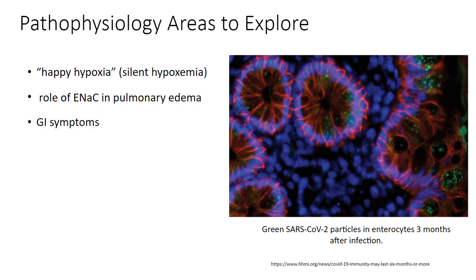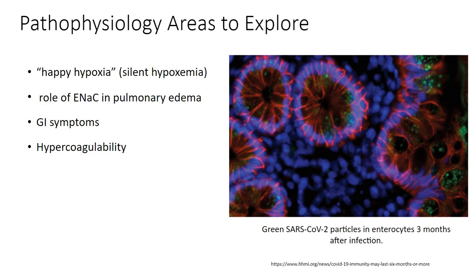One of the interesting things is the GI symptoms because the virus can invade the enterocytes of the intestine. And this is actually a picture from Howard Hughes Medical Institute, and the green dots there are showing you coronavirus particles in the enterocytes, and this is 3 months after the infection. And so the Hughes article is about the fact that their presence is probably helping keep antibody levels higher and more sustained than they might be if the viral infection was completely cleared.